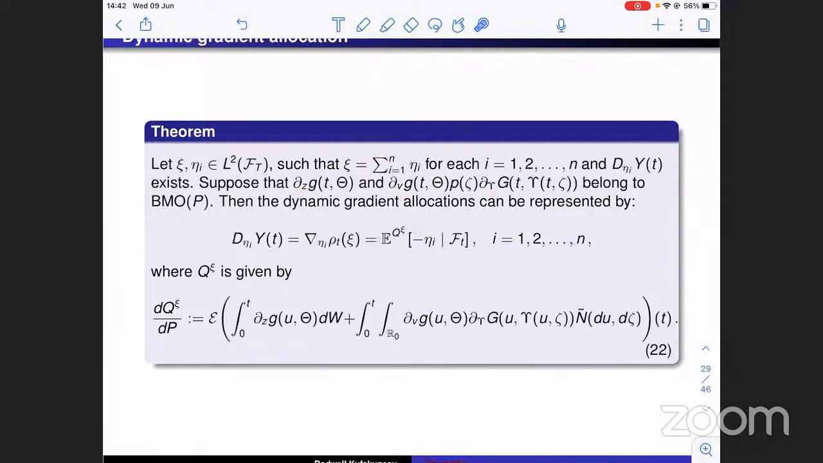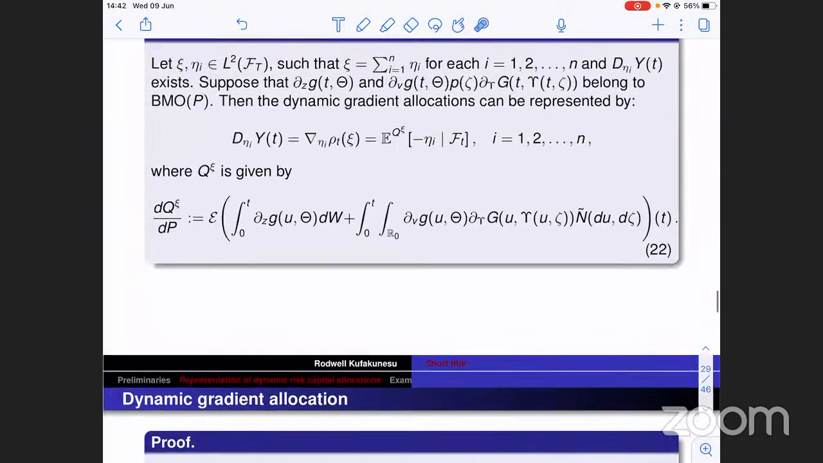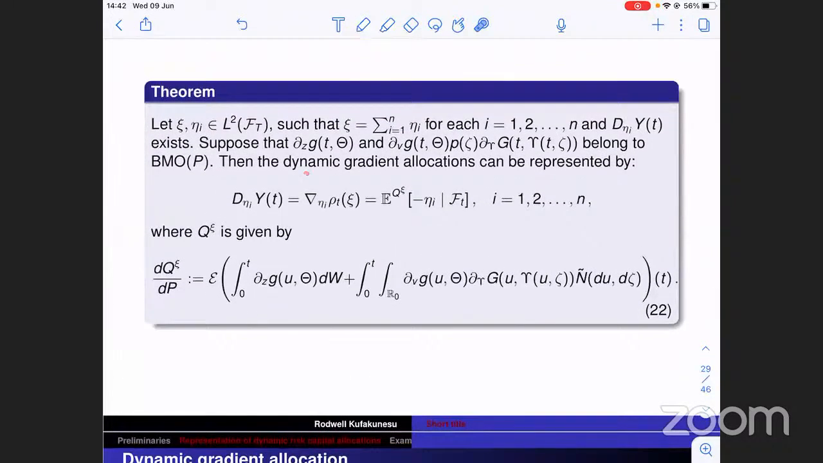So what is new is the density of our measure change, where these partial derivatives appear. They are sort of in an exponential mode, and this is rhyming with what we call the entropic type of risk measure. So this is the main result, which says the dynamic gradient allocation can be represented by this in its abstract format. We shall see how to exemplify this result.